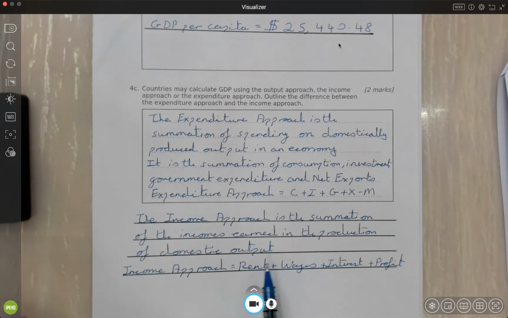So all you're doing is adding together all the different types of income. What are the 4 different types of income? The income approach equals, and we've already looked at this, the 4 payments to the factors of production, because who produces these goods and services? Only the factors of production. So it's rent plus wages plus interest plus profit. And that's the answer to that question.